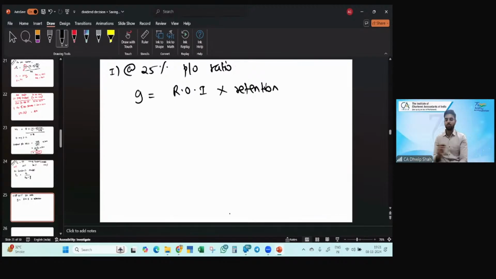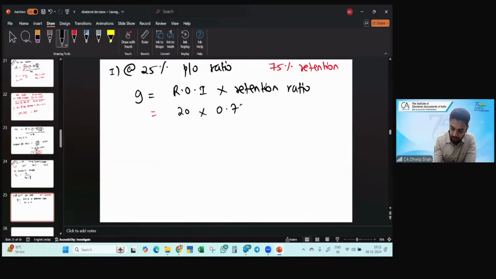yes or no? We can calculate the growth rate using the formula of growth. So can I say 25% payout ratio means 75% retention? Yes or no? Another inference I could make is this only. 25% is paid as dividend, then 75% is retained. Are you getting this? So at 25% payout ratio, my growth rate would be ROI is 20% and retention is 75%. How much is my growth rate? 20 into 0.75. Can I say 15% is my growth rate? Correct?